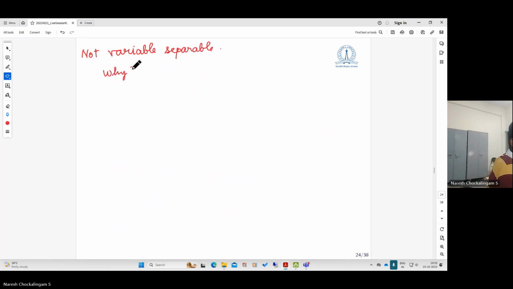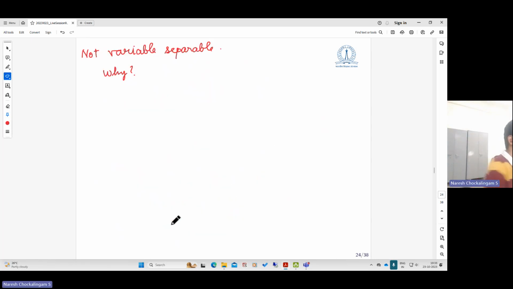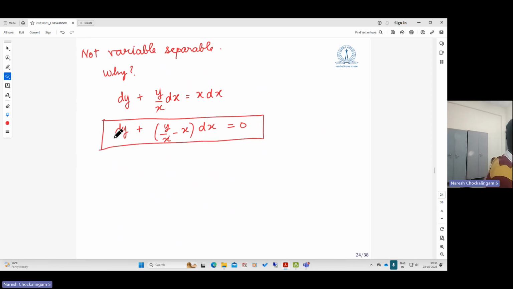Why? You just separate dy and dx. See what you get? We get dy plus y by x dx is equal to x dx. So you cannot write it as one part which depends only on y and another part which depends only on x. So we get dy plus (y by x minus x) dx is equal to 0. This is what we need to solve for. And this is not in a variable separable form. We can't integrate it directly.